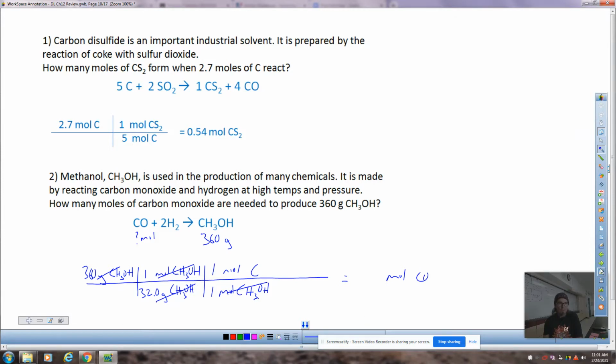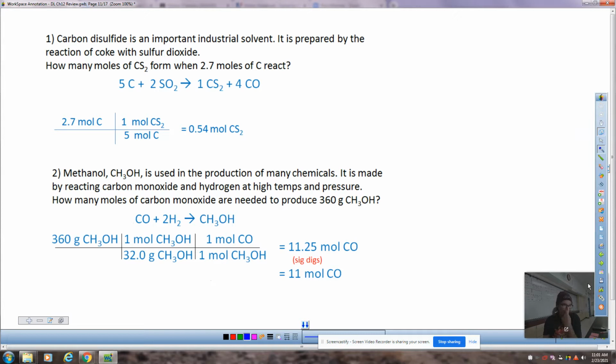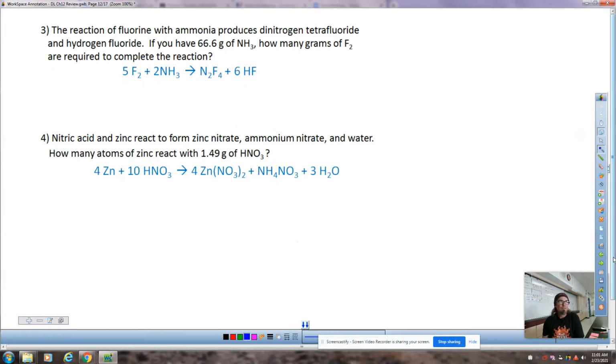So do the math with the calculator. And I got 11.25 is what the calculator screen shows. But because 360 only has 2 significant digits, I'm going to round that to 11 moles of carbon monoxide. Numbers 3 and 4. Sure, pause for a moment. Try number 3.